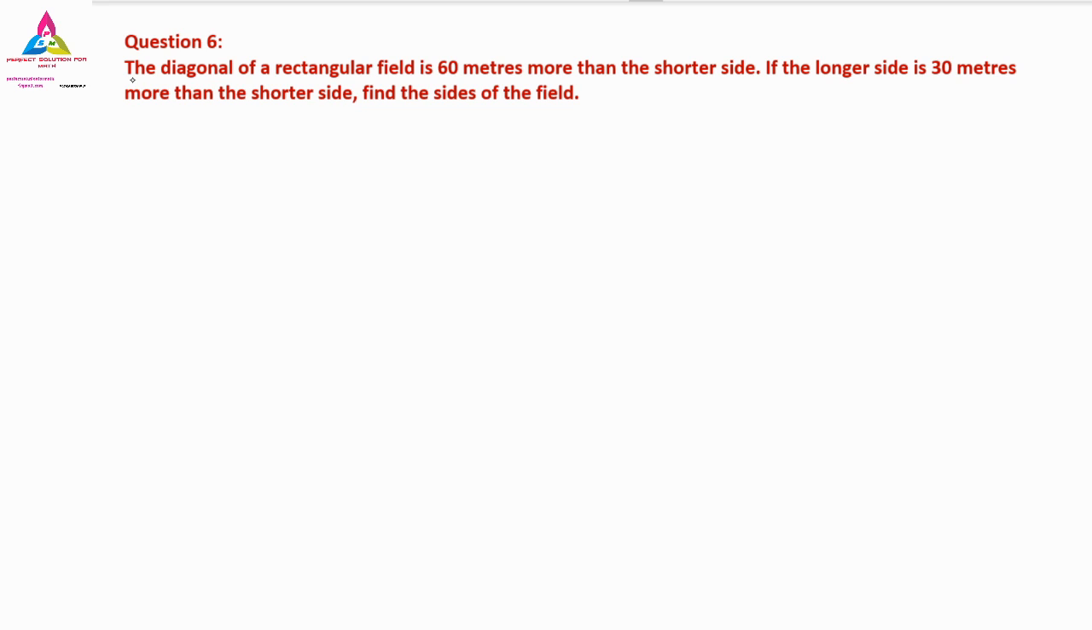The diagonal of a rectangular field is 60 meters more than the shorter side. So remember here, they are talking about the diagonal. If the longer side is 30 meters more than the shorter side, find the sides of the field. The question is correct, yes? How to solve this?